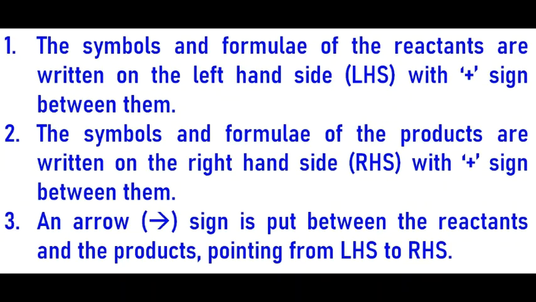Note these three points very carefully. The symbols and formulae of the reactants are written on the left hand side with a plus sign between them, and the symbols and formulae of the products are written on the right hand side, RHS, with a plus sign between them, and between the left hand side and the right hand side an arrow is put between the reactants and the products, right?